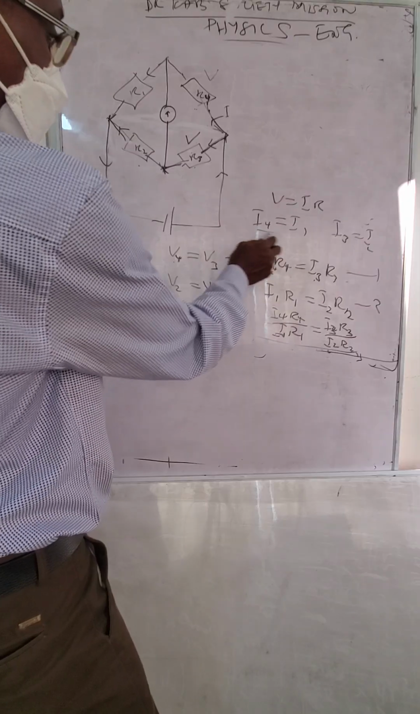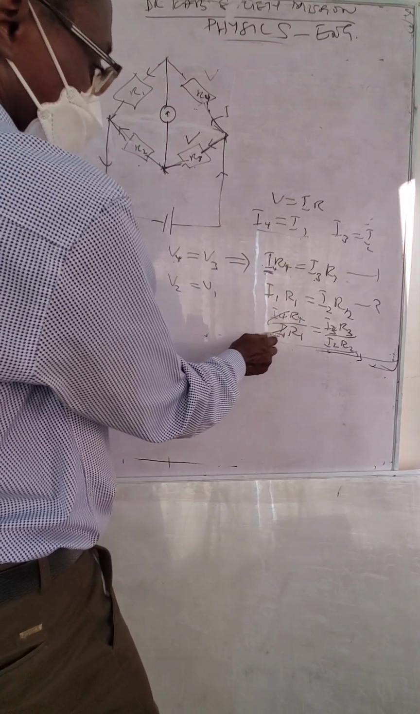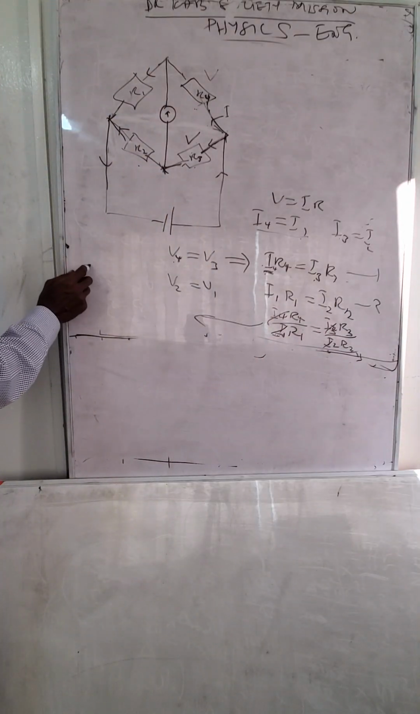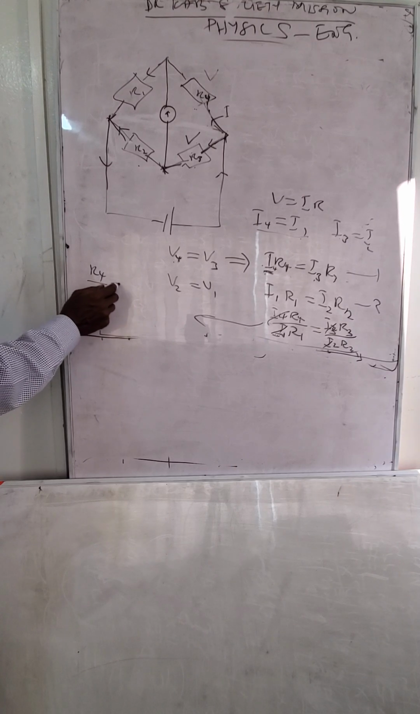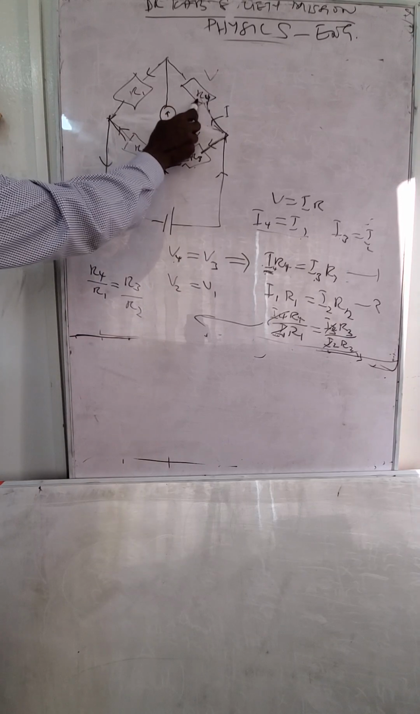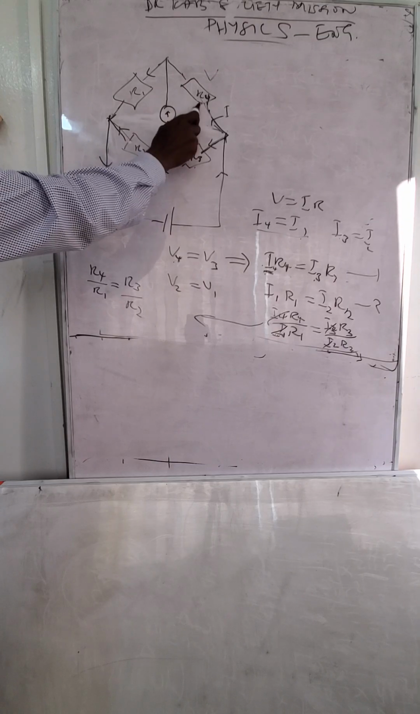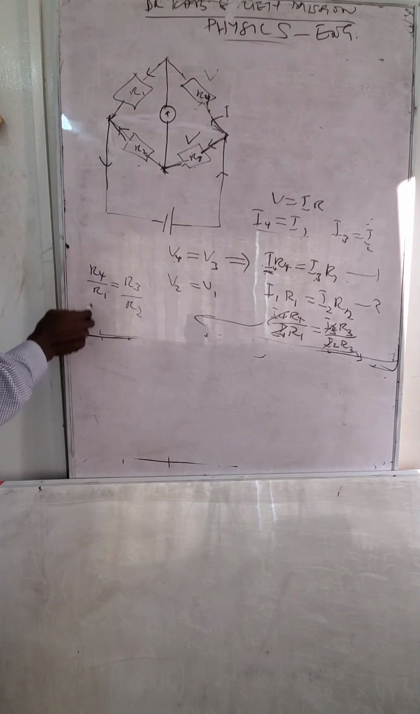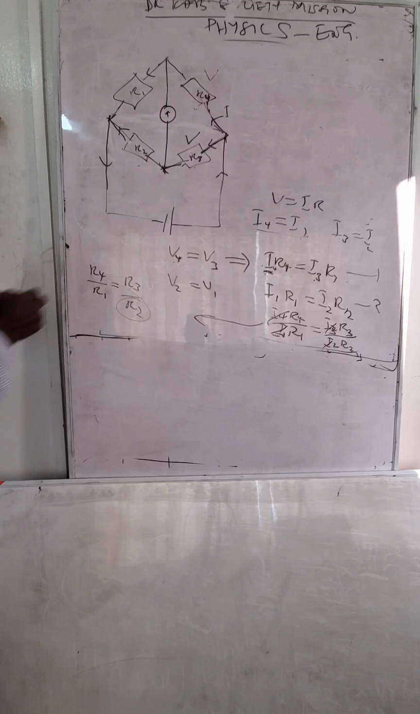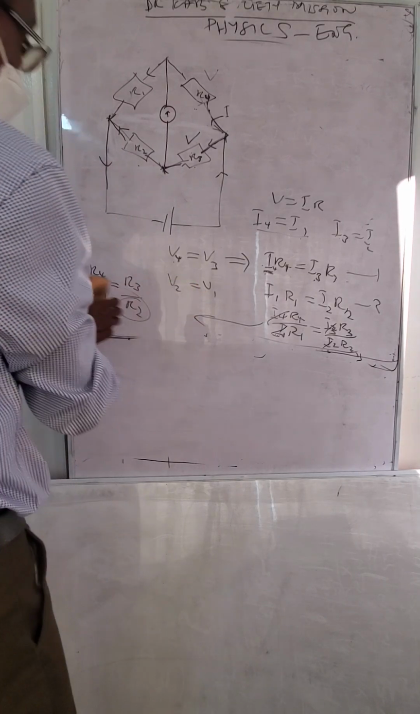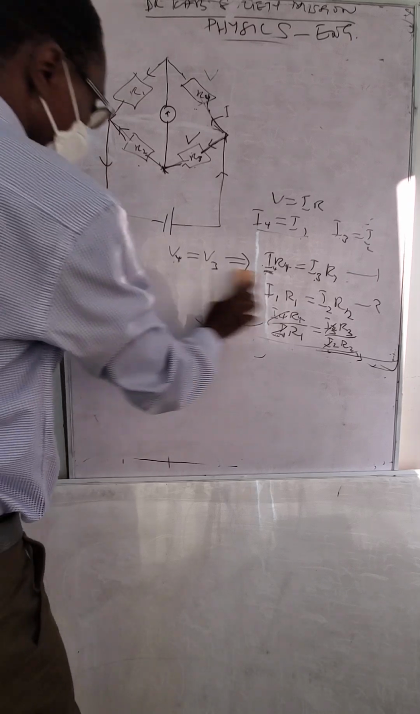Now we are saying that I4 is the same as I1, so this will cancel that. I3 is the same as I2, so this will cancel that. So the arrangement becomes R4 over R1 is equal to R3 over R2. So if we know 3 of these, we can find the value for the fourth, and that is one way we can find the value of a resistor. Right, so that is the point I wanted to prove for the Wheatstone bridge.